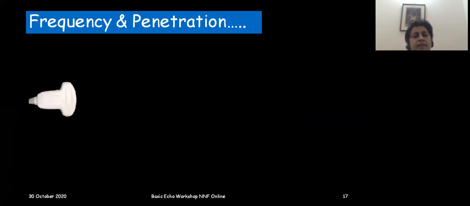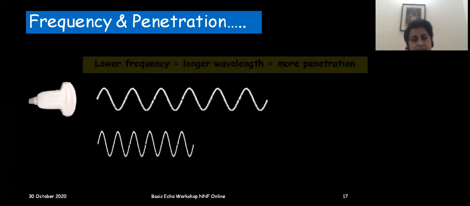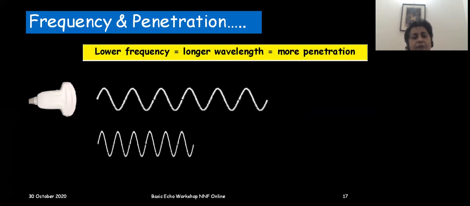Now, what is the connection between frequency and penetration? An ultrasound transducer emits a wave. And here is another wave, which is higher frequency. The one with the lower frequency can penetrate better. The one with the higher frequency does not penetrate so much. But this penetration is at the cost of resolution.